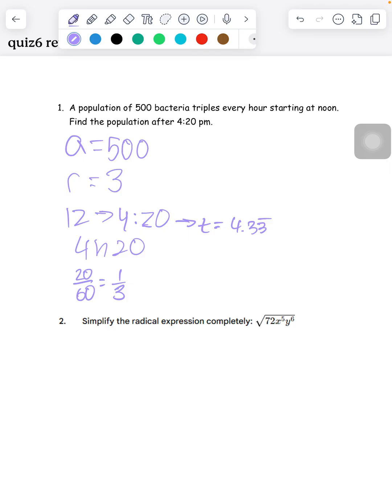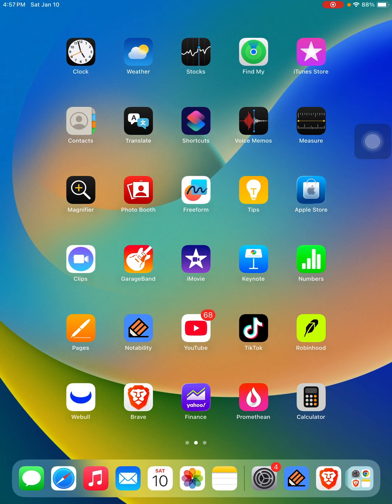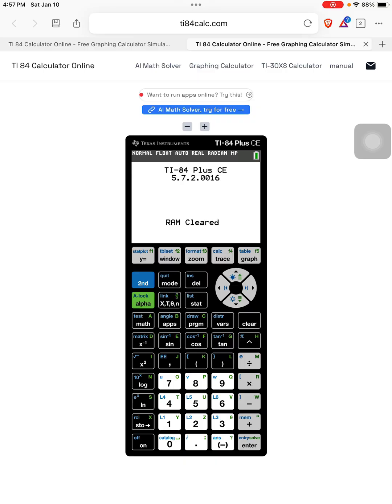So let's work it out. We're going to get 500, that's our initial value, times 3, how many times does this happen, to the power 4.333. So let's check that out in the calculator for our final answer. All right, 500 parentheses 3 to the power 4.333 repeating.